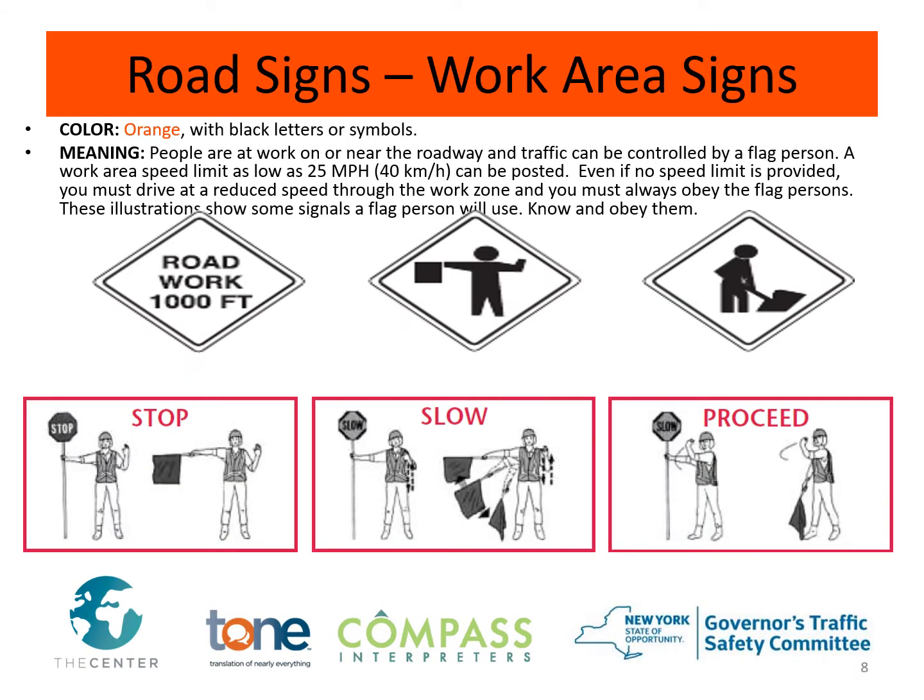Road signs, work area signs. Color: orange with black letters or symbols. Meaning: people are at work on or near the roadway, and traffic can be controlled by a flag person. A work area speed limit as low as 25 miles per hour or 40 kilometers per hour can be posted. Even if no speed limit is provided, you must drive at a reduced speed through the work zone, and you must always obey the flag persons. These illustrations show some signals a flag person will use. Know and obey them.